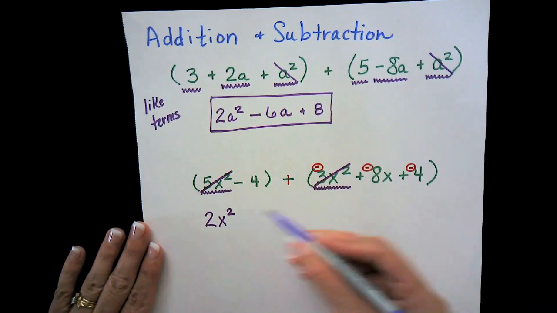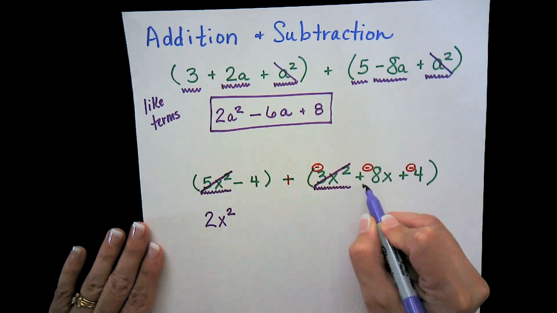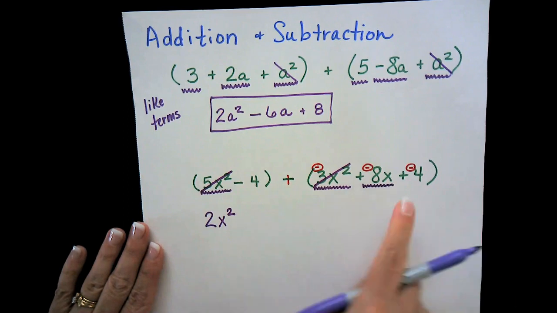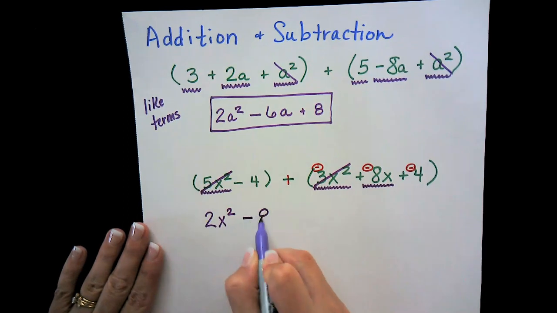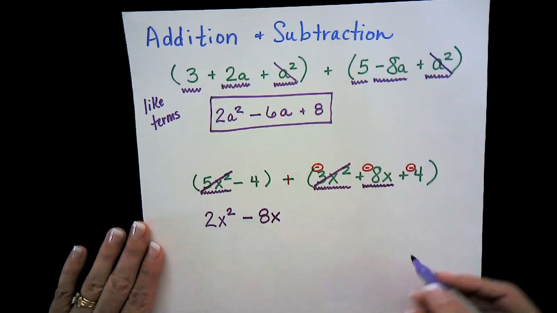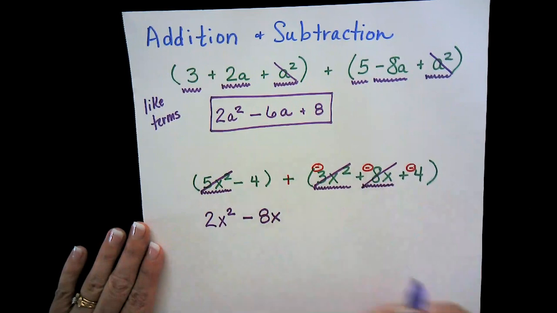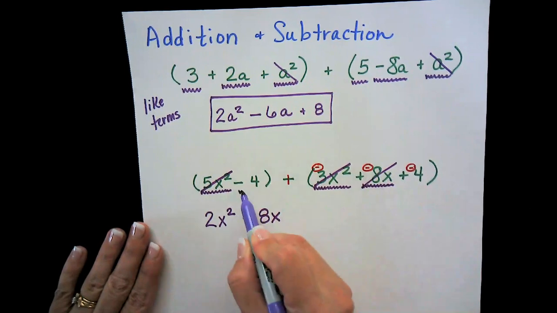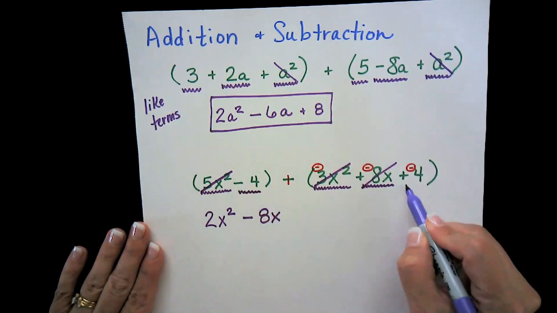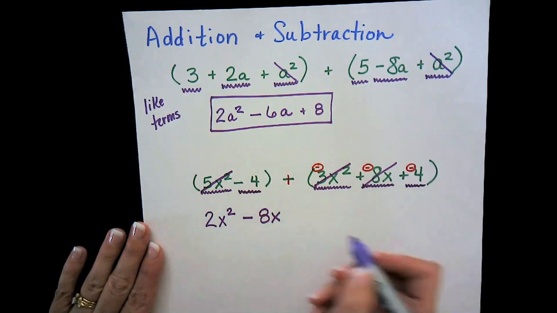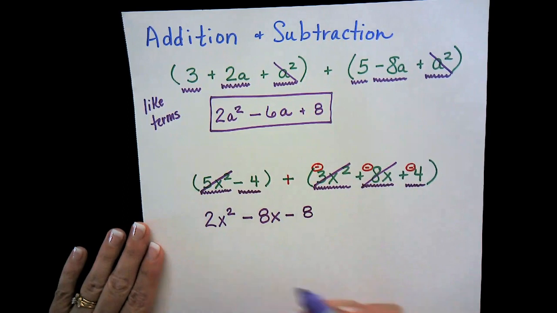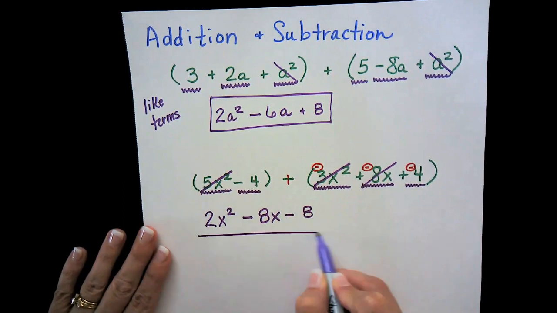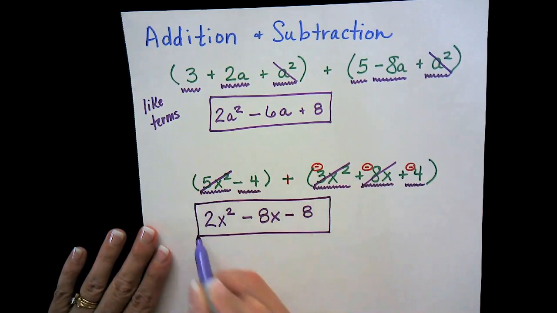Okay, then I'm going to deal with the x's. So I have a negative 8x, and I don't have anything to combine that with. So I'm going to leave it just like that. And I'll mark it off. Now let's combine this negative 4 together with this negative 4. And if we add those together, we'll get negative 8. And so this is my final answer here because I've combined all of the like terms that I could.